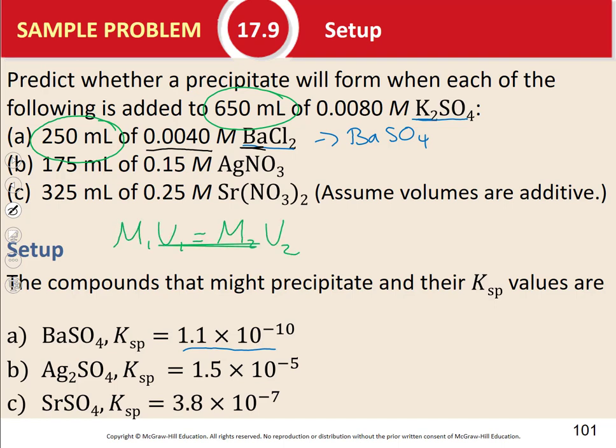Look familiar? M1V1 equals M2V2? Yes. So the molarity before the dilution times the volume before the dilution is equal to the molarity after the dilution times the volume after the dilution. So let's first of all, for barium, find out what its concentration is after we dilute it. Let's do it first for barium, and then we're going to have to do the same thing for sulfate. Figure out what the concentration is of the sulfate ion.